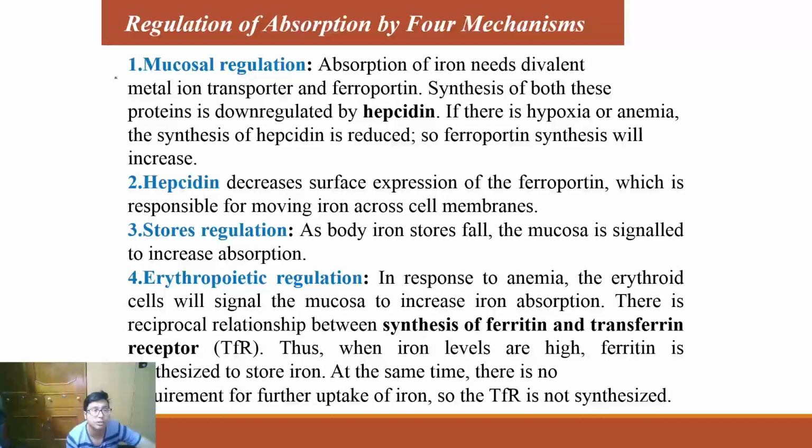That is the most important mechanism of mucosal block theory. Absorption of iron needs DMT1 and ferroportin. What do they do? DMT1 helps in transferring iron from the mucosal surface to the cell, and ferroportin helps in absorption from the cell to the blood surface. So this is important. Synthesis of both of them is negatively regulated by a protein known as hepcidin. Very, very crucial.